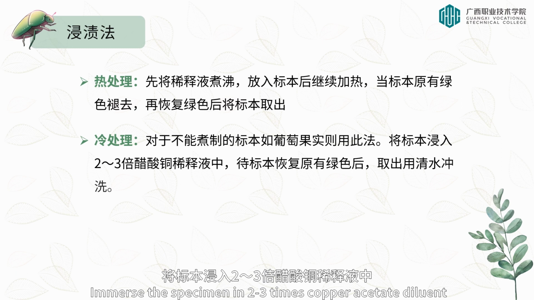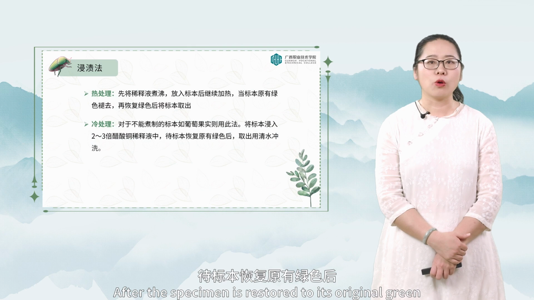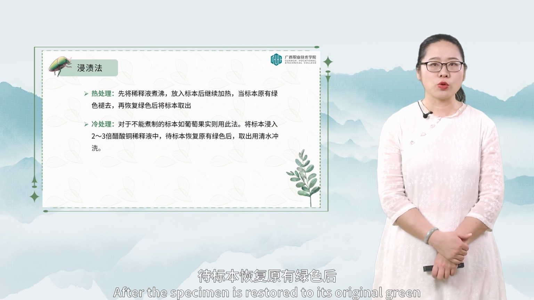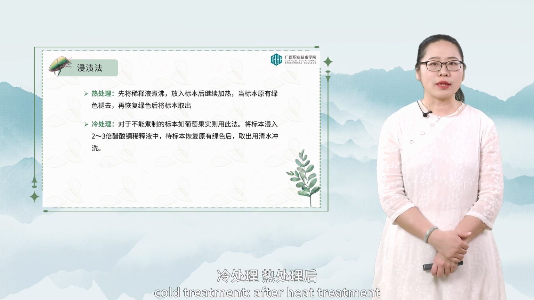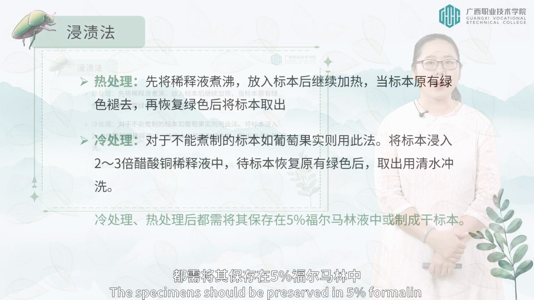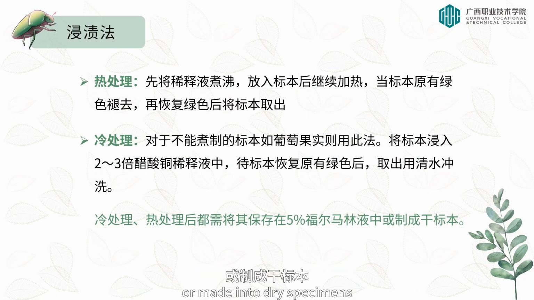Immerse the specimen in 2 to 3 times copper acetate diluent. After the specimen is restored to its original green, it should be rinsed with clean water. Cold treatment. After heat treatment, the specimens should be preserved in 5% formalin or made into dry specimens.